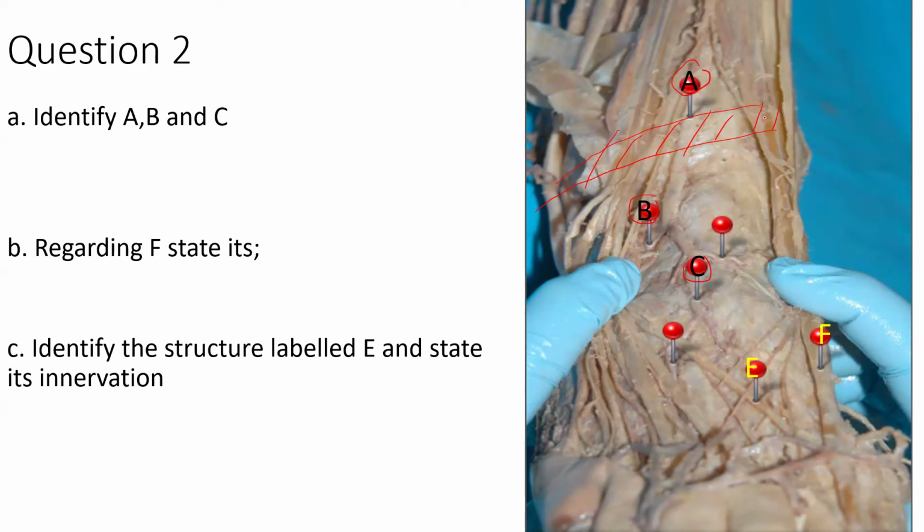Structure A is the anterior tibial artery. You can see B is branching off, so B is a branch of A. That's the lateral malleolar artery, and C is a continuation of A. So the continuation of anterior tibial artery onto the dorsum of the foot is the dorsal artery of the foot, which is also known as the dorsalis pedis artery.